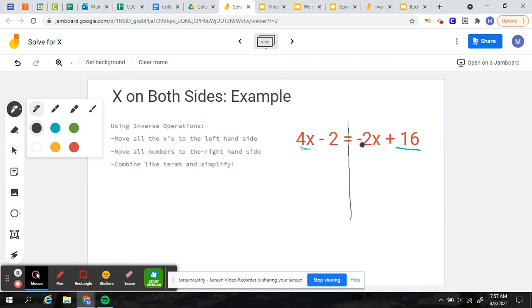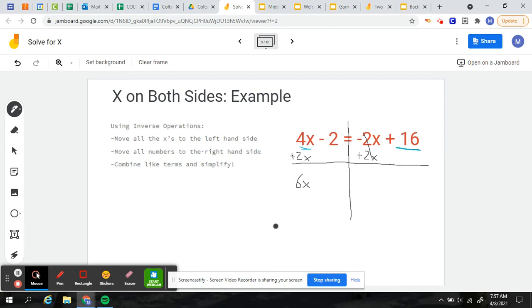So using inverse operations, the inverse of negative 2x is positive 2x. Because I want to keep my equation balanced, I'm going to do the same thing on the left-hand side, so positive 2x. I'm going to go ahead and simplify that. So on the right, they just cancel out to 0. On the left, you have 4 plus 2, so that equals 6x. My x's have been combined together on the left.